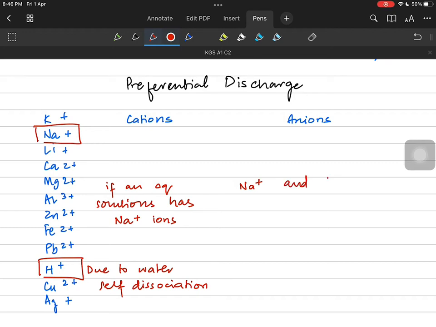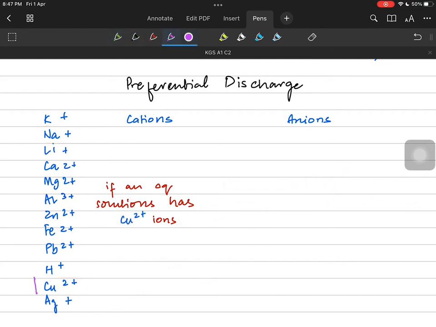So out of the sodium plus ions and the H plus ions, H plus will discharge itself because it is lower in the electrochemical series. So H plus ions will gain electrons, it will form hydrogen gas, you're going to see the bubbles of the gas, while the sodium ions will remain in the solution. They're definitely going to go to the cathode, but they're not going to discharge themselves.